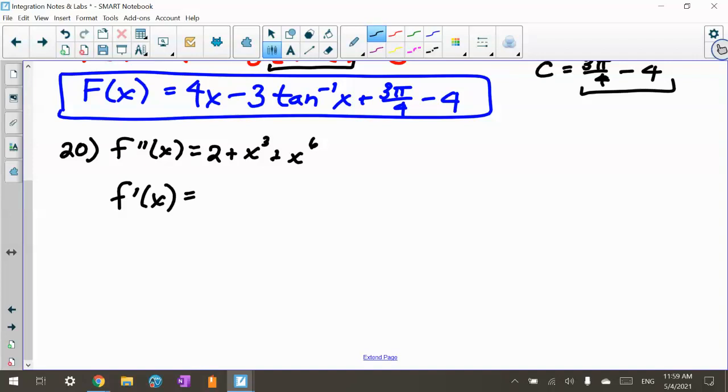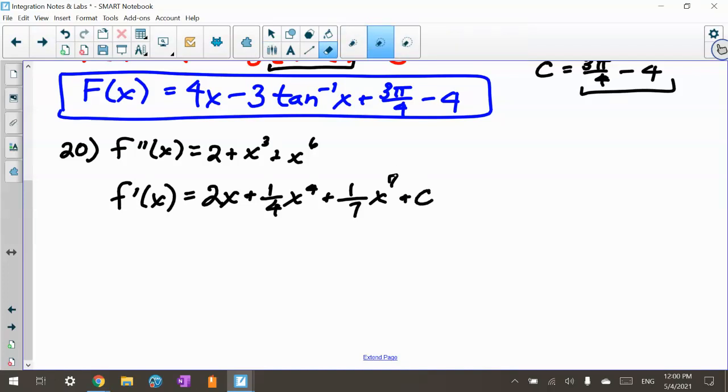And when I do the antiderivative, okay, so I have 2x there, add 1, so that's going to be 1/4 x to the 4th, add 1, 1/7 x to the 7th, okay, and then I have my constant c. Now, if they do not give you any more information, that's all you can do. But now they want us to go backwards again, if you will, and find our original function. So I am going to call it capital F of x.